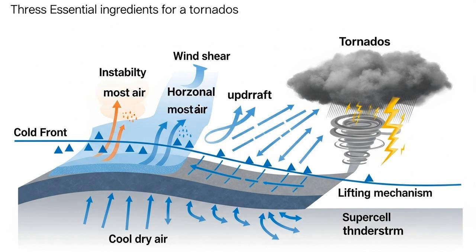with explosive force. Now, when you combine these three ingredients, instability, a lifting mechanism, and especially significant wind shear, you can create something far more dangerous than a regular thunderstorm. You can create a supercell.